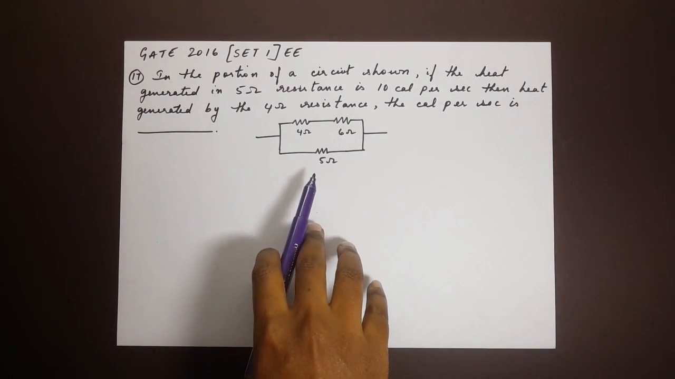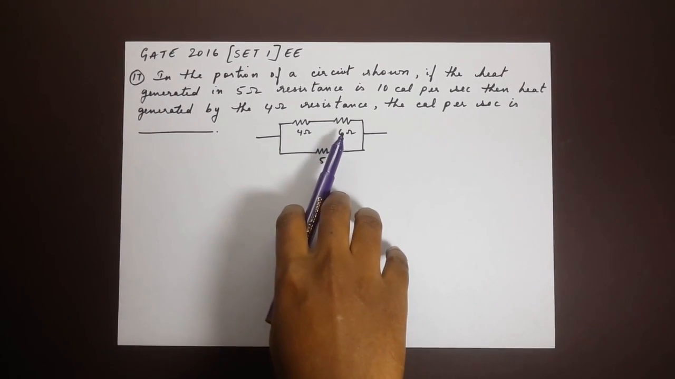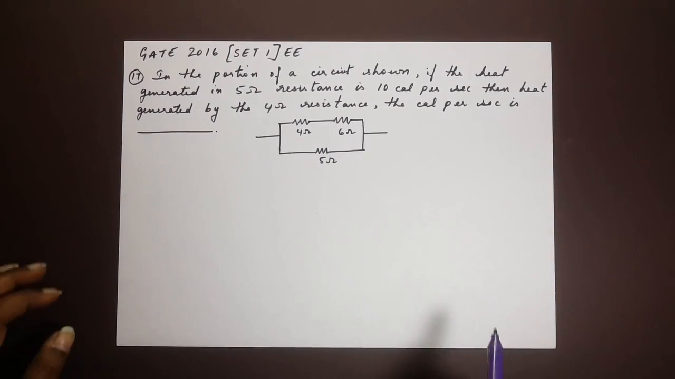Now in the figure shown, we see that the 5 ohm resistor is in parallel with the 4 ohm and 6 ohm resistors in series. So please keep that in mind.